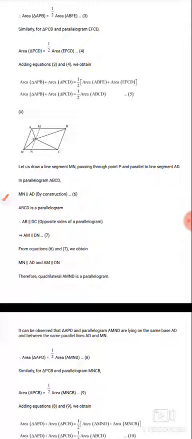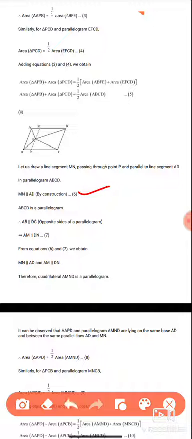Give this as result number 6. Then ABCD is a parallelogram, so we know that AB will be parallel to CD, opposite sides of a parallelogram. Now AM will be parallel to DN also, because opposite sides of a parallelogram. Give this as result number 7. Now from 6 and 7 what do you conclude? You conclude that MN is parallel to AD and AM is parallel to DN. If these two conditions hold, then the given quadrilateral is a parallelogram because opposite sides are parallel.